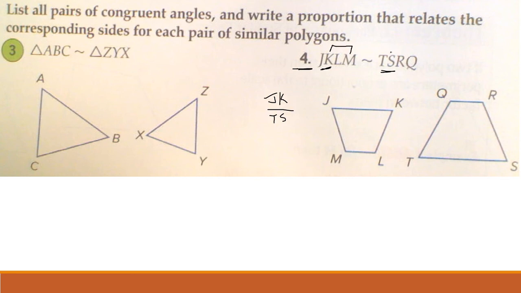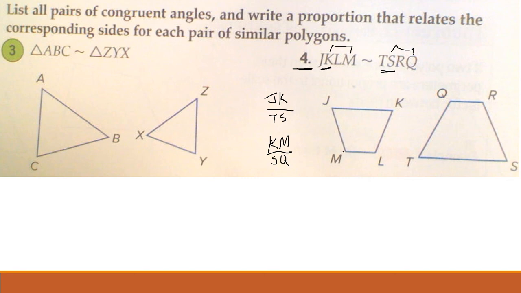KM would correspond with SQ. So KM could be another one you make. Corresponding means that you can use them to make a scale factor. So if I said make a scale factor, you could take JK's number divided by TS's number, and that will give you a scale factor. Or you can take KM's number and divide it by SQ's number, and you still get the same scale factor.